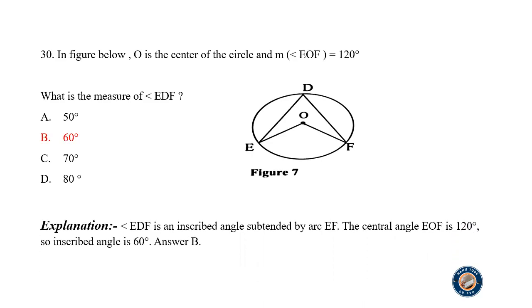The answer will be 60 degree. EDF is an inscribed angle subtended by arc EF. The central angle EOF is 120 degree. So inscribed angle is 60 degree. Hence the answer is B.